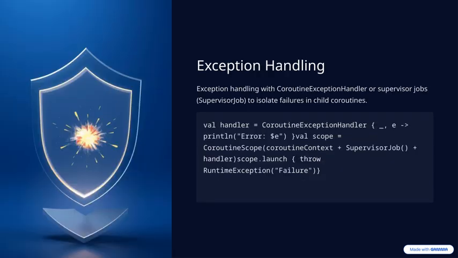Let's talk about exception handling in coroutines. One of the key tools we have is the coroutine exception handler, which allows us to catch and respond to exceptions that occur within a coroutine. This is especially useful for managing errors gracefully without crashing the entire application.